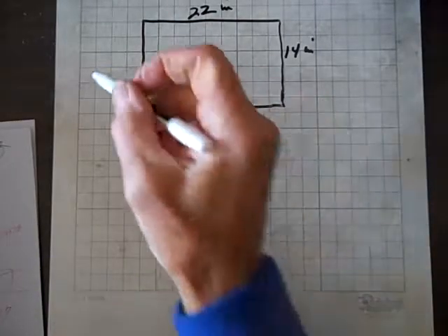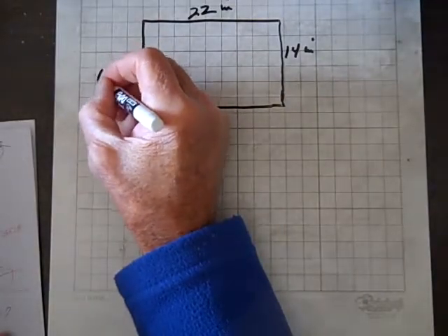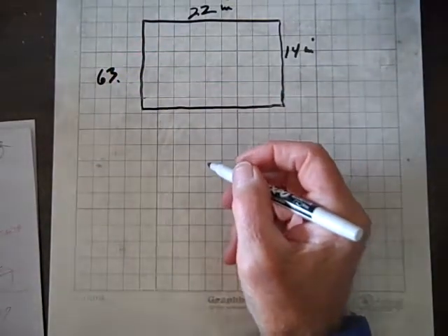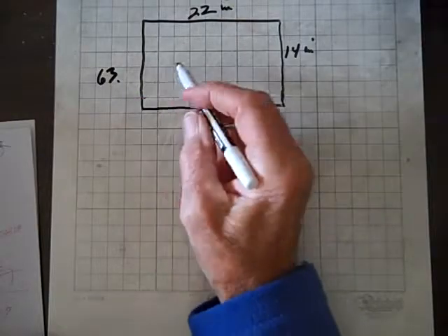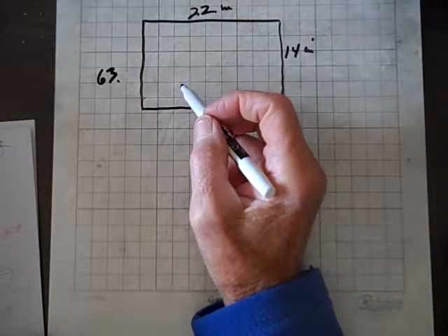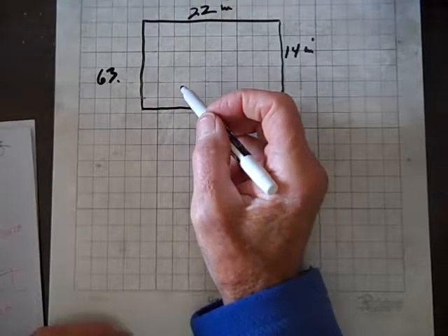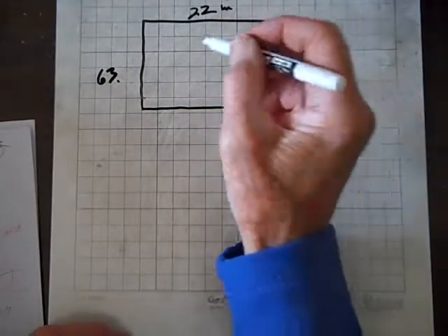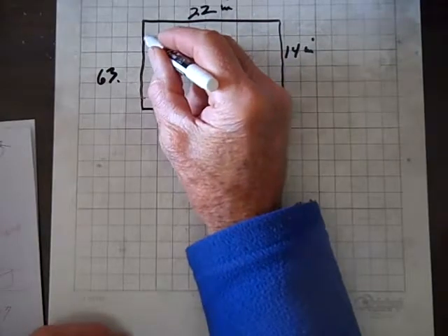Now this has to do with question 63 on 1-1, and we have to fold this piece of cardboard up into a box and then determine the volume of that box in terms of x. So let's do this.